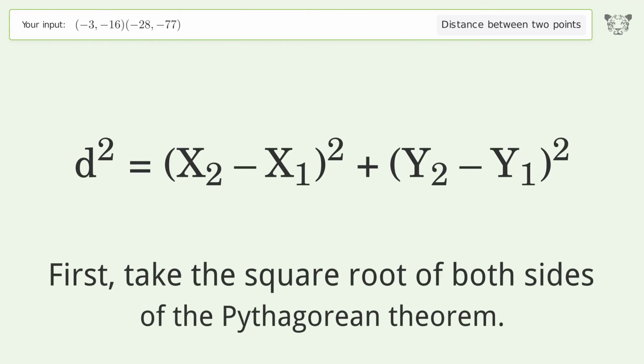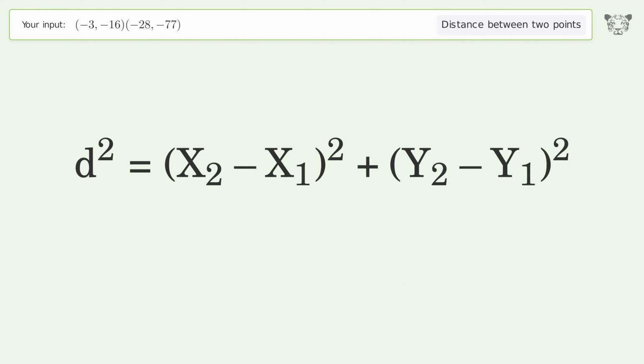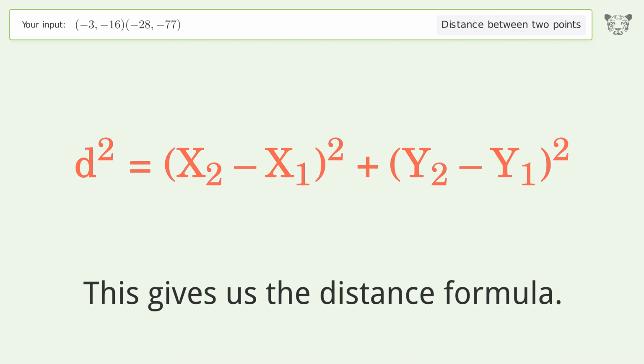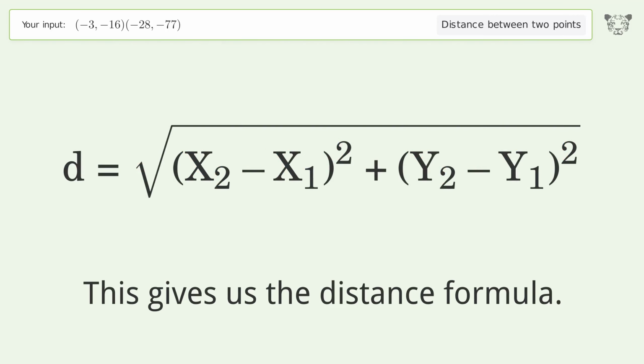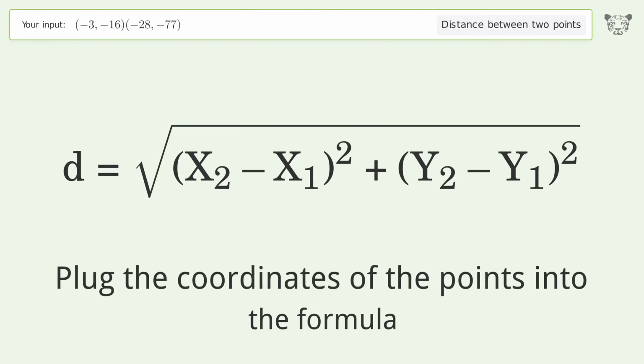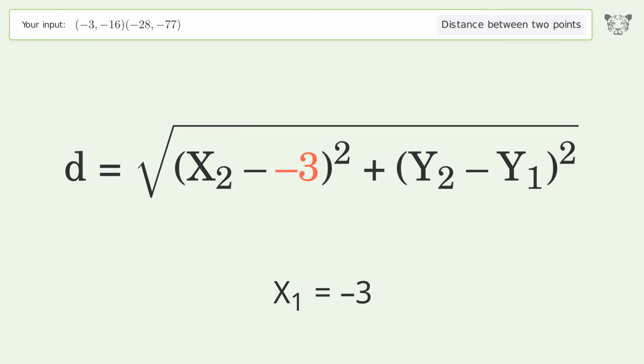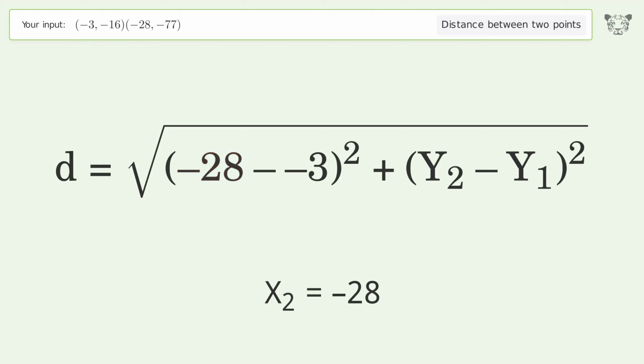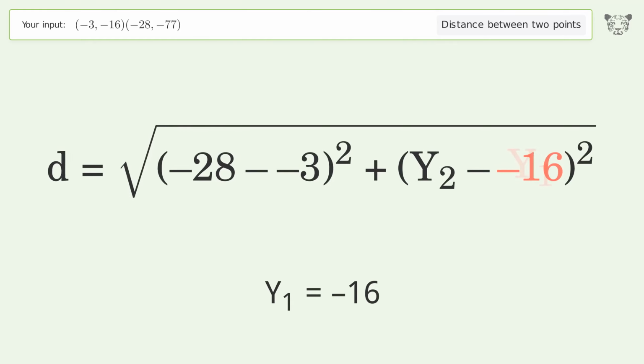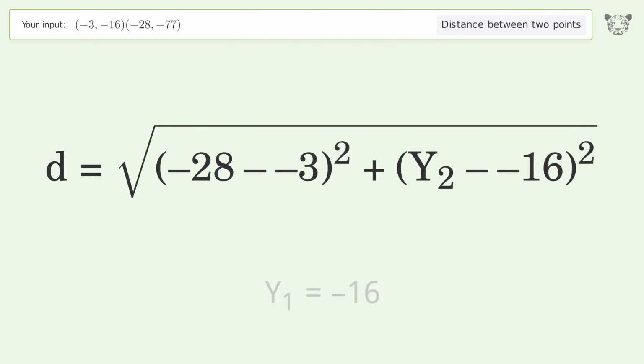First, take the square root of both sides of the Pythagorean theorem. This gives us the distance formula. Plug the coordinates of the points into the formula. x1 equals -3. x2 equals -28. y1 equals -16. y2 equals -77.